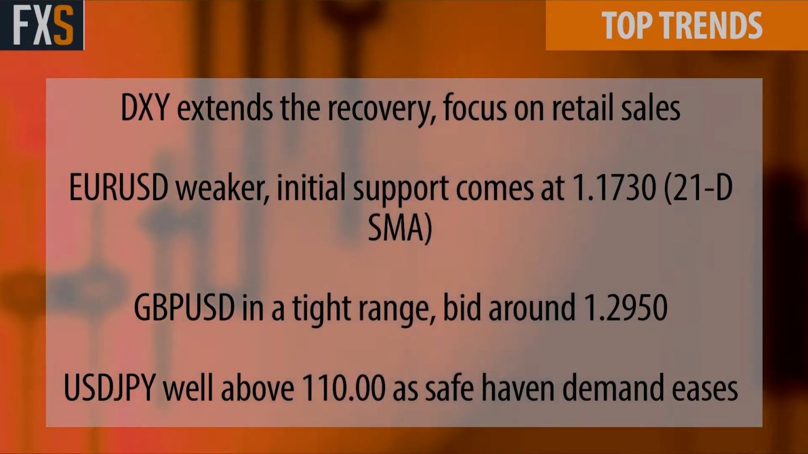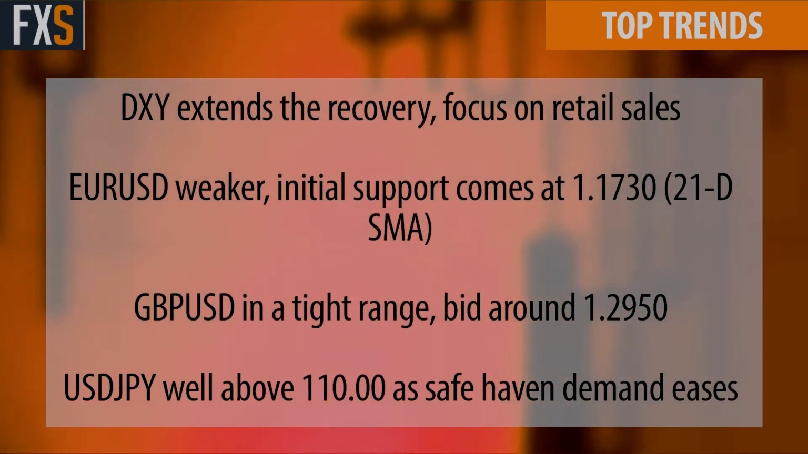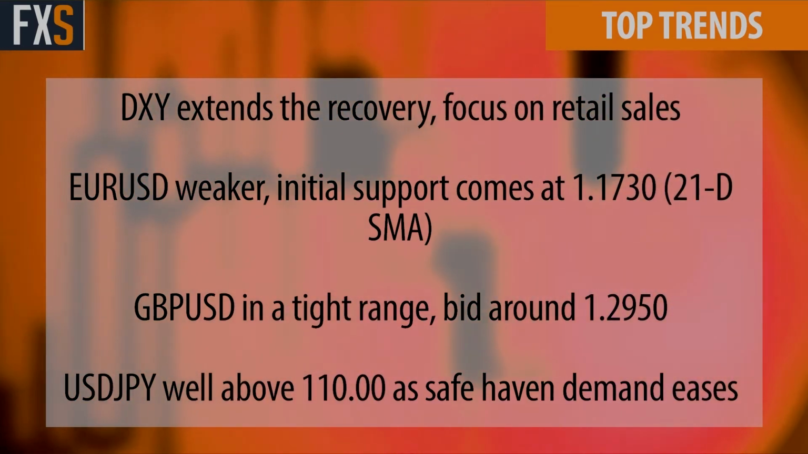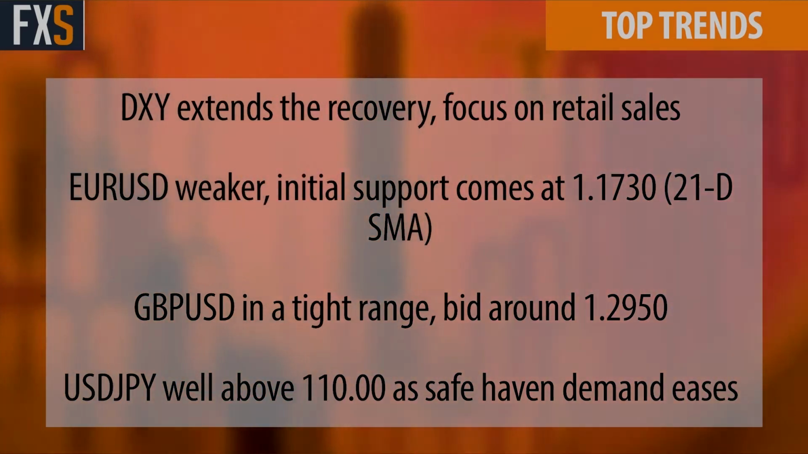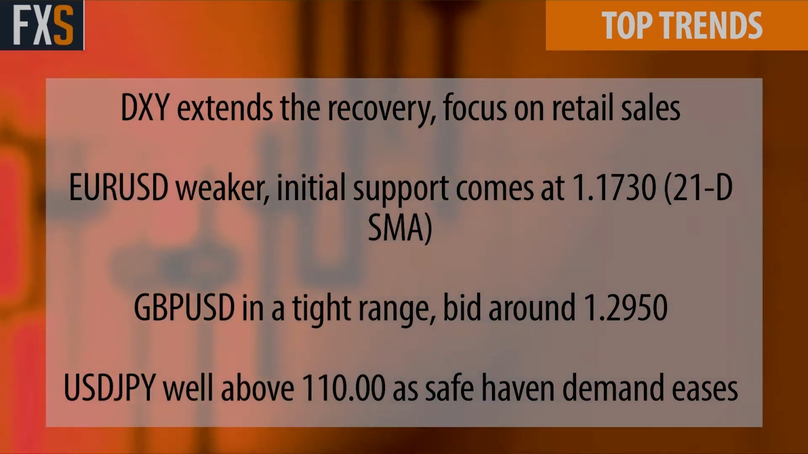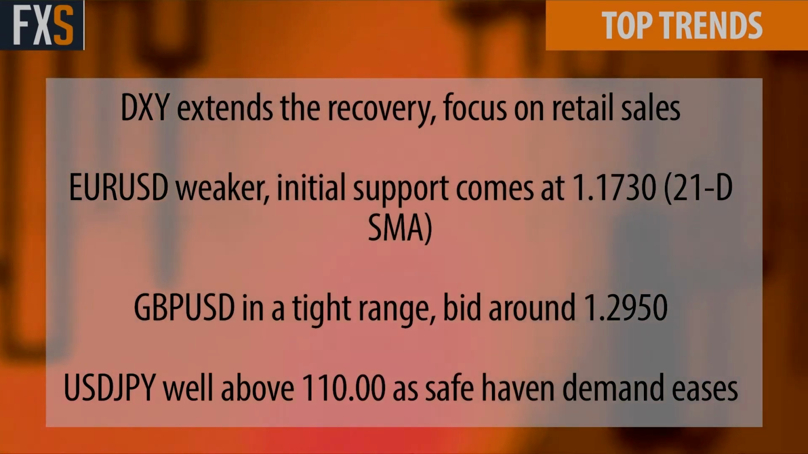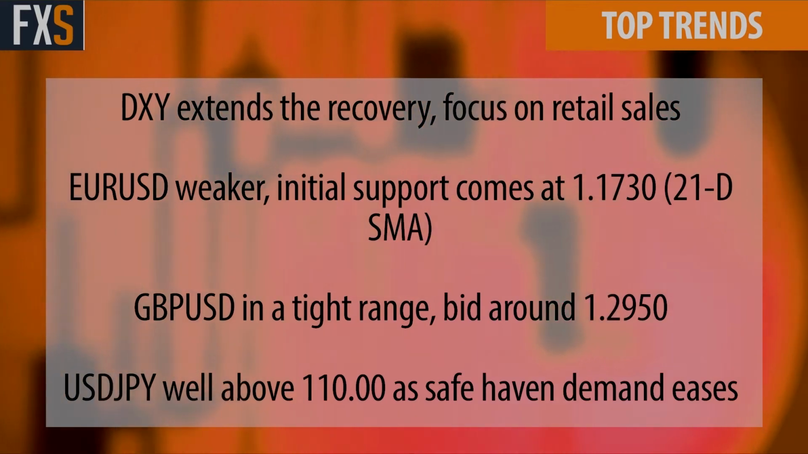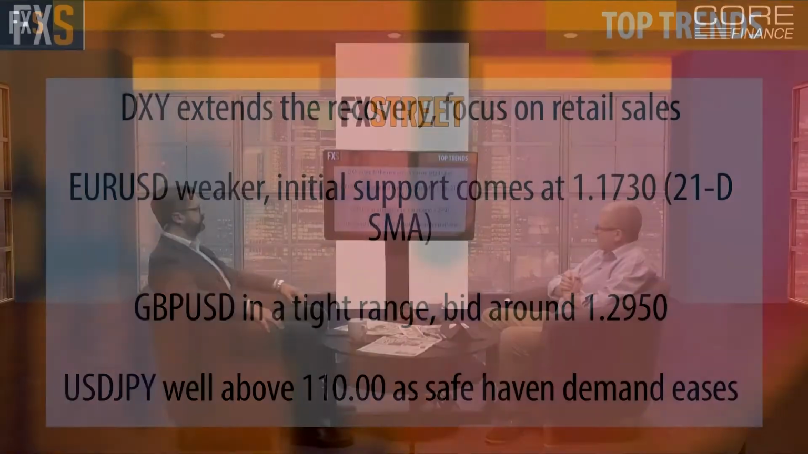Right, we've got some slides set up. Let's kick off without further ado. The top trends: the dollar index extends the recovery, focus on retail sales. The euro US dollar weaker, initial support comes in at 117.30, the 21-day moving average. In terms of cable, in a tight range, bid around 129.50. And finally, dollar yen well above the 110 as safe haven demand eases.